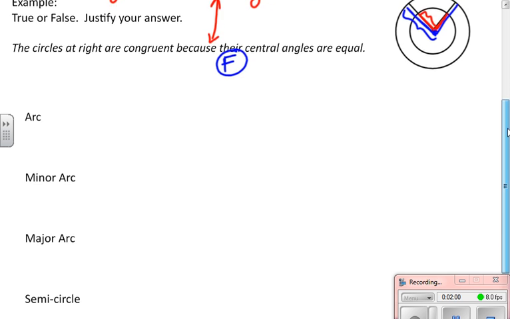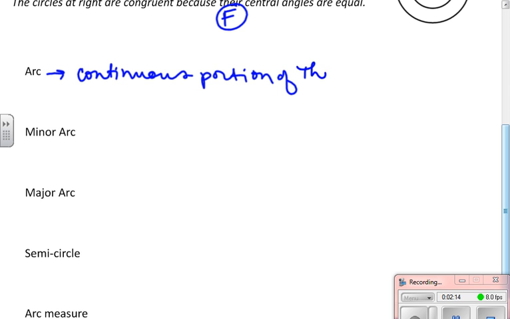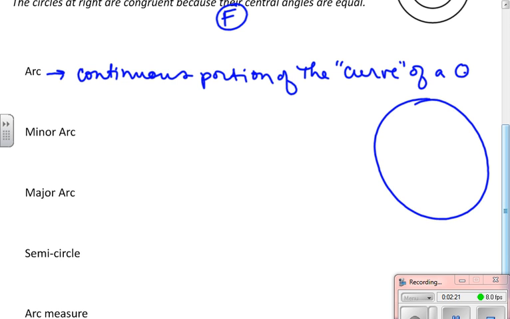Now, a couple other interesting pieces of a circle. The first one is called an arc, and it's a continuous portion of the curve of a circle. So if you think about a circle with its center, an arc is any piece along this edge of a circle. And we have several specific kinds of arcs that we talk about.